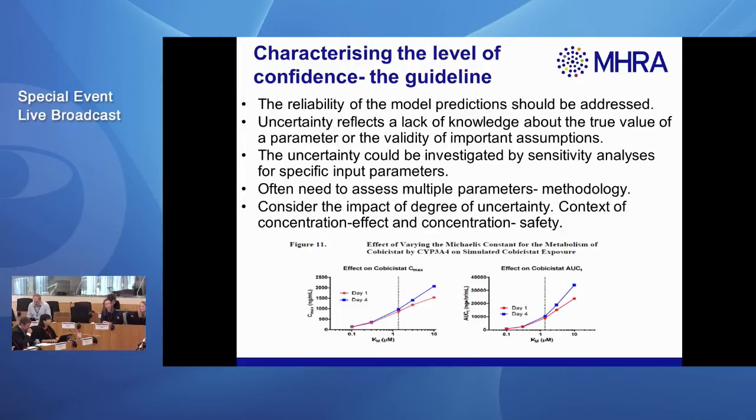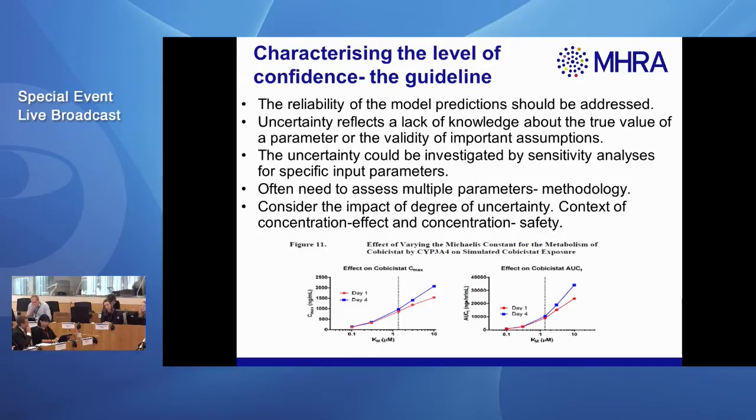So in terms of characterising, we want to characterise the level of confidence, and this is what we've said in the guideline. So we need to investigate the uncertainty in the parameters, and this may be in the system parameters or the physiological parameters that aren't well defined, or in vitro parameters that are highly variable. We talked about that, or where you get different results when you run the assays. And one way of investigating these is to use what we've talked about, sensitivity analysis.